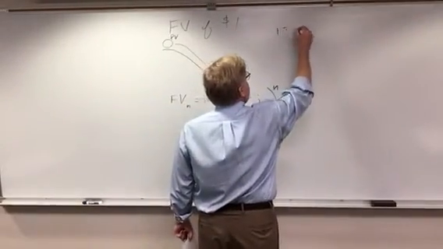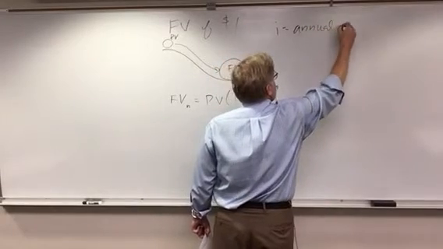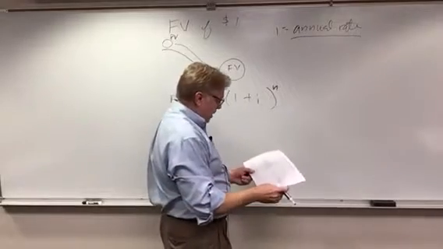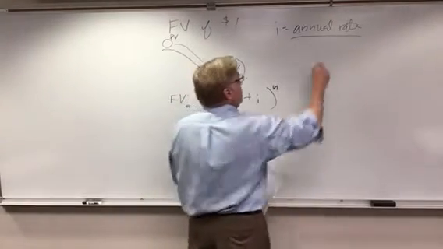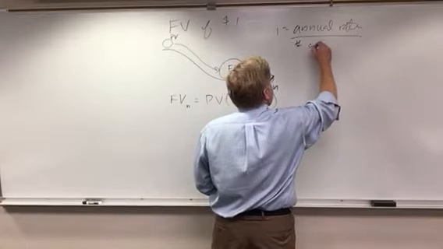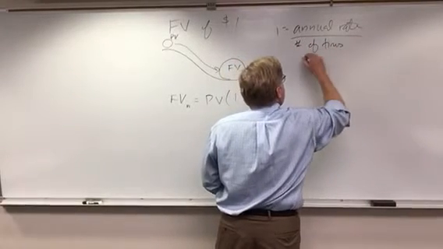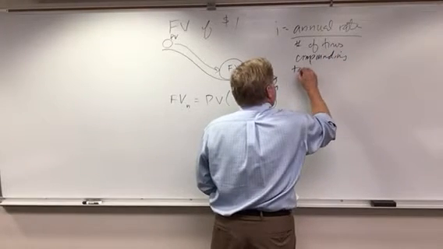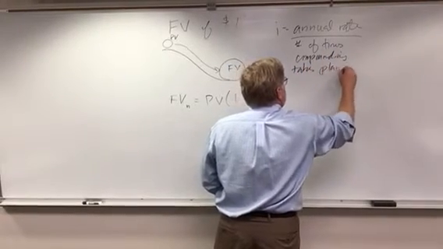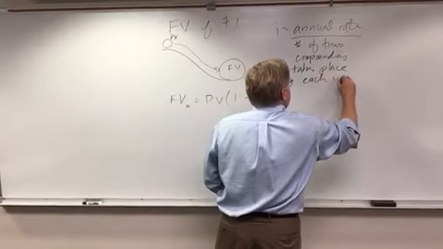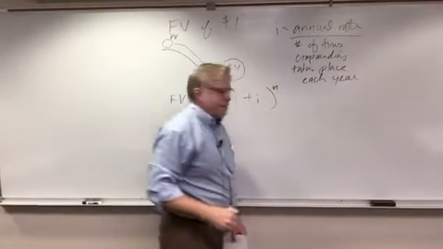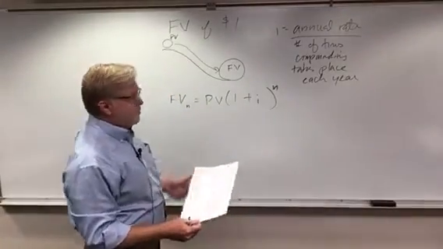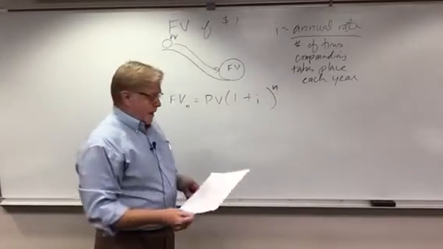Let me write it here. I equals the annual rate of return divided by the number of times compounding takes place each year. Okay? That says the number of times compounding takes place each year. So that's going to give us our periodic rate of return, or I here.